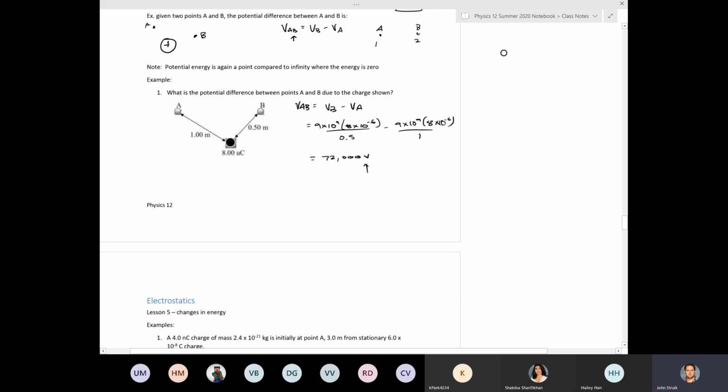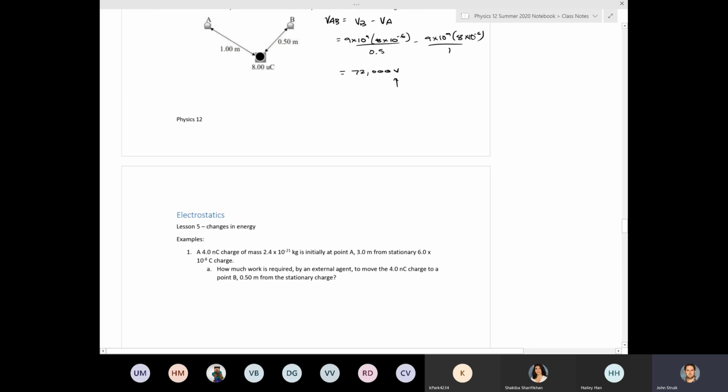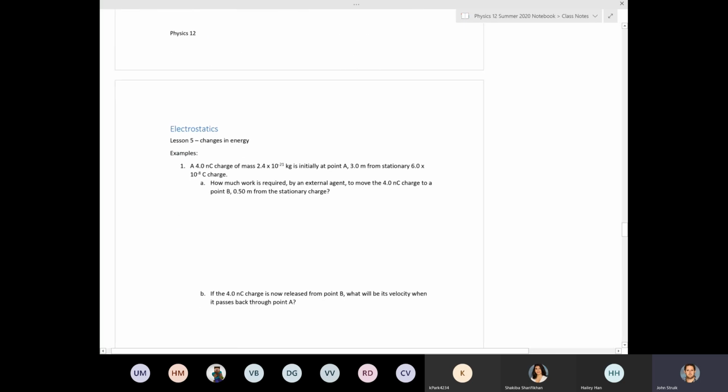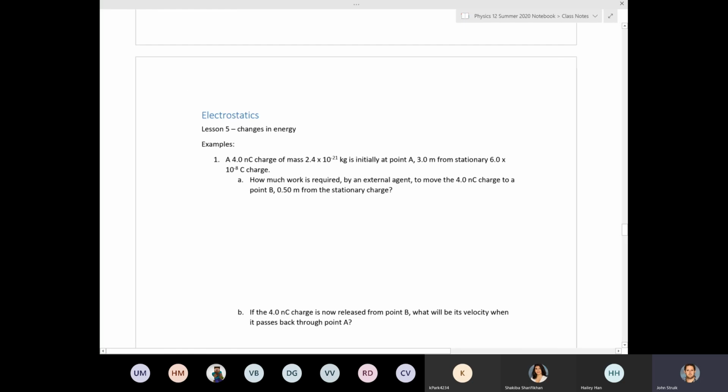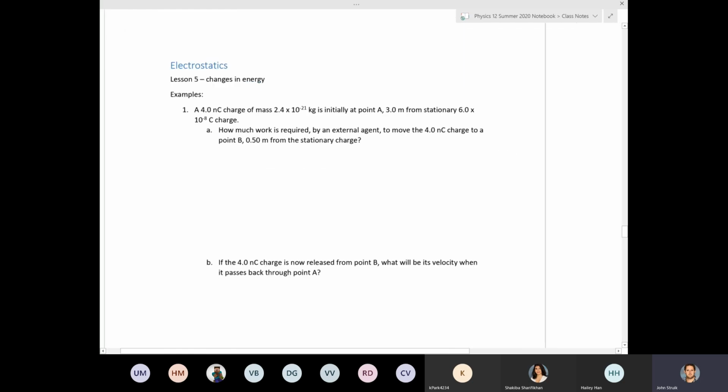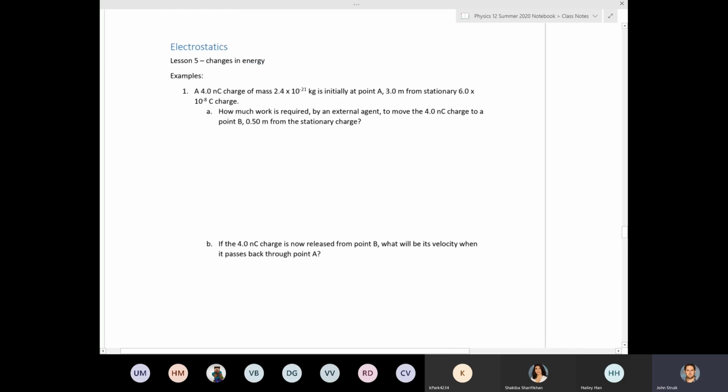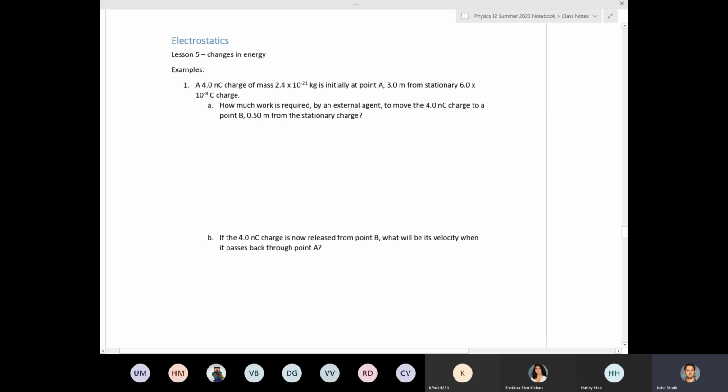Okay, I know that was a lot, but we're going to keep going, because this is the same stuff. It's not anything new. We're just talking about work and potential energy. So now changes in energy is the exact same thing. So pretend it's part of lesson 4, and we're just doing more examples.